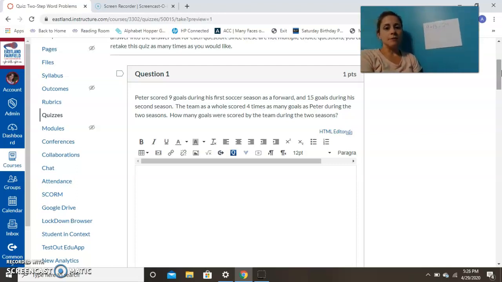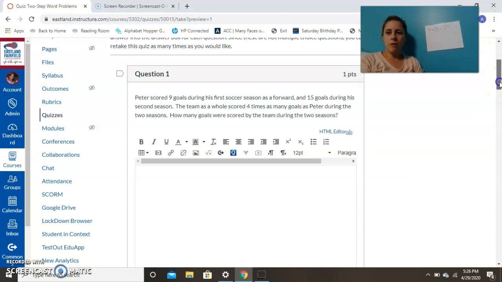Okay, so now his team scored 4 times as many as 24. So that should be your key right there. Think of what the term 4 times as many means. And it should be pretty simple to figure out what you need to do with this number and with the number 4. Okay, so that's number 1.